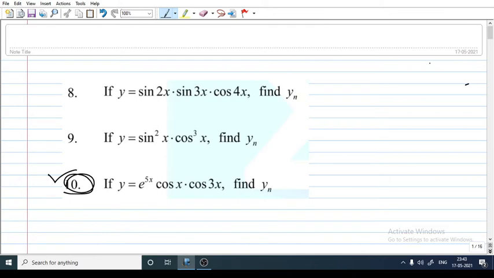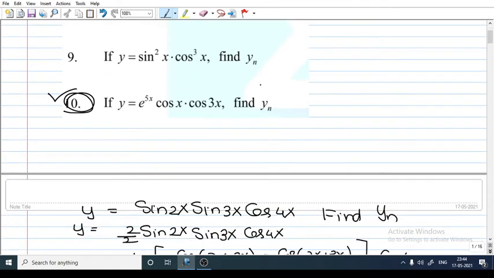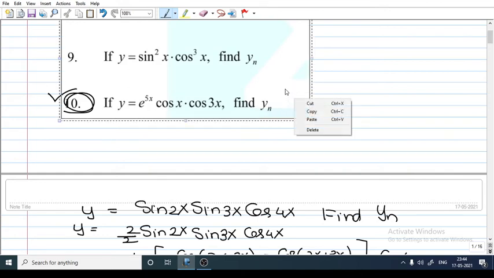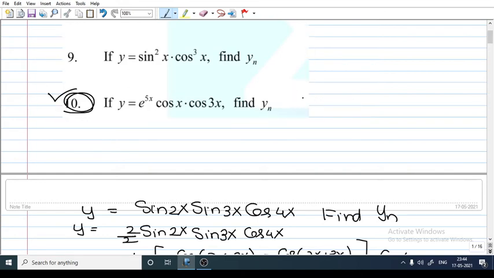Here we will apply the formula which was e power ax into cos(bx plus c), which was nothing but (a square plus b square) the whole power n by 2, e power ax into cos(bx plus c plus n times tan inverse b by a). So hope you remember that formula. Okay, I will just write that formula here so that you don't make any confusion. The formula is like this.